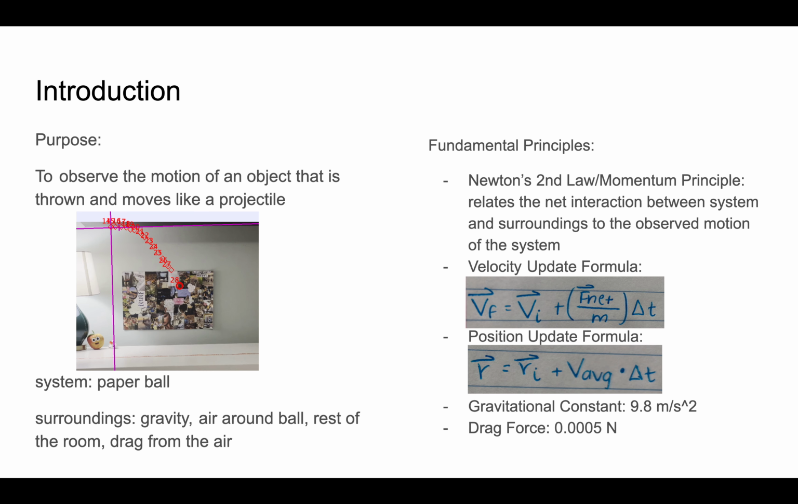The fundamental principles that we talk about in this lab are Newton's second law, also known as the momentum principle, which relates the net interaction between the system and the surroundings to observe the motion of that object. We use the velocity and position update formulas to predict the future movement of that object using our initial conditions. We also considered the gravitational constant and drag force as part of our FNet.